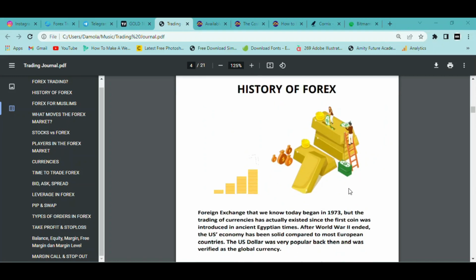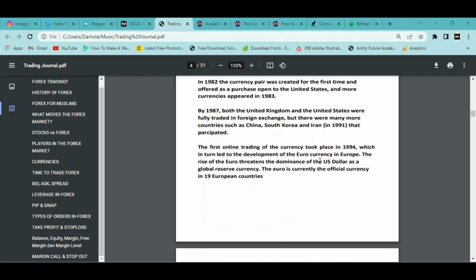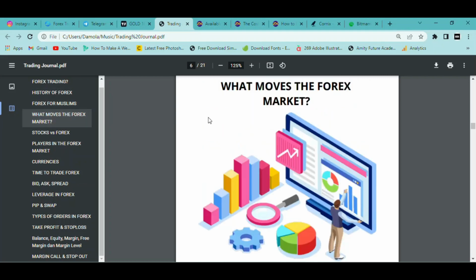So now let's go to the history of Forex. Forex began in 1973, but I don't really want us to dive much into that. You can go to Google or Wikipedia to check more information about that. So let's go to the next one.